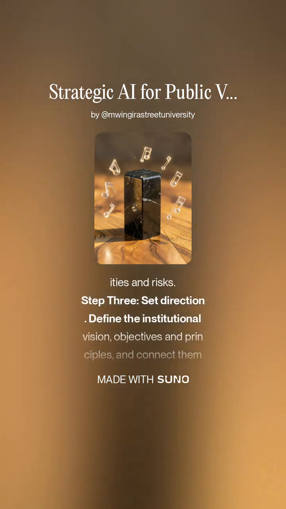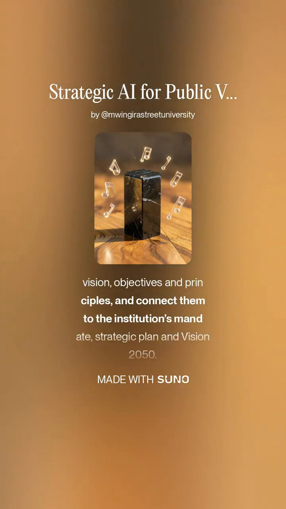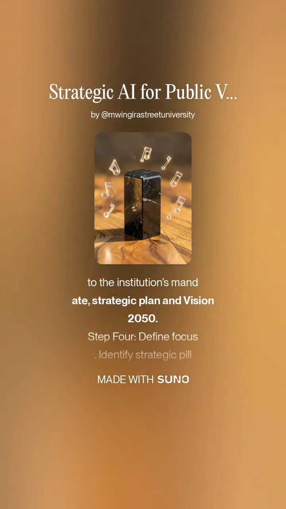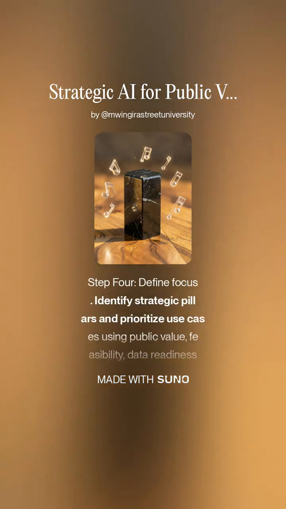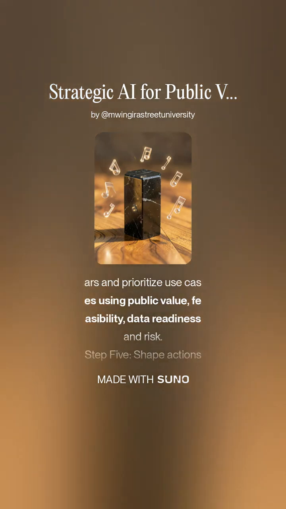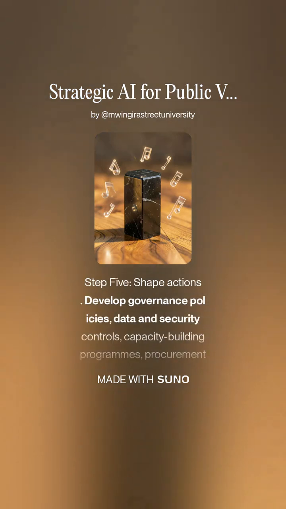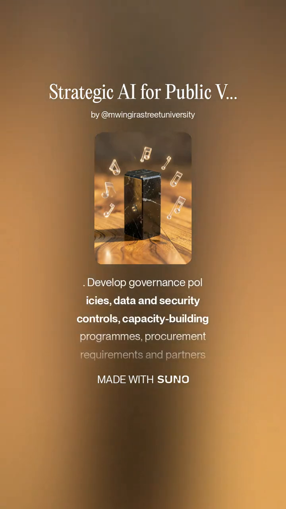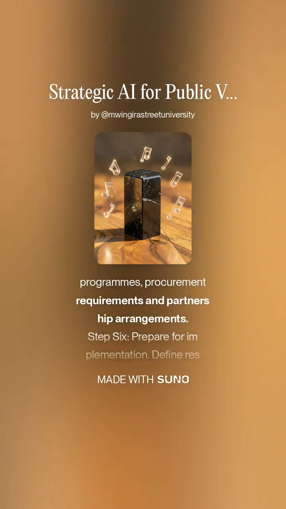Step 3. Set direction, define the institutional vision, objectives and principles and connect them to the institution's mandate, strategic plan and Vision 2050. Step 4. Define focus, identify strategic pillars and prioritize use cases using public value, feasibility, data readiness and risk. Step 5. Shape actions, develop governance policies, data and security controls, capacity building programs, procurement requirements and partnership arrangements.